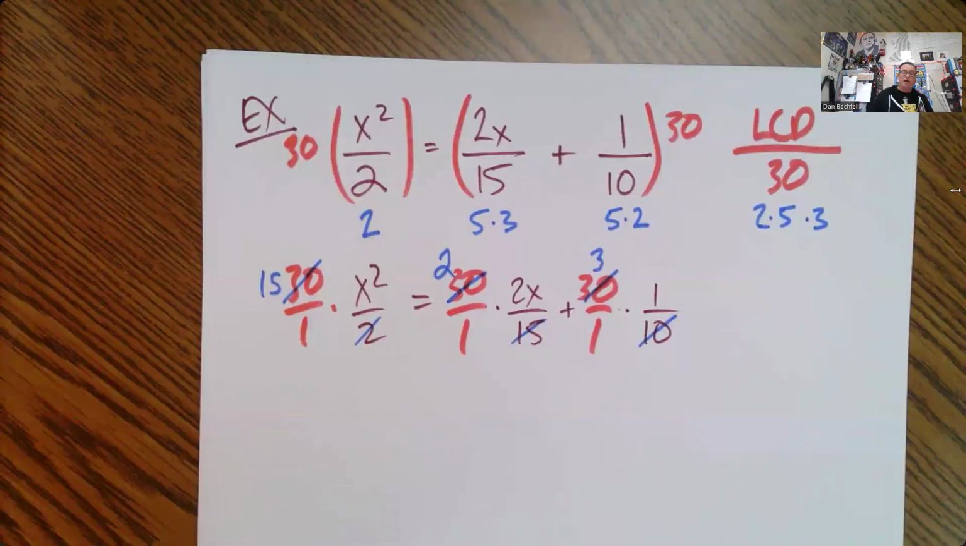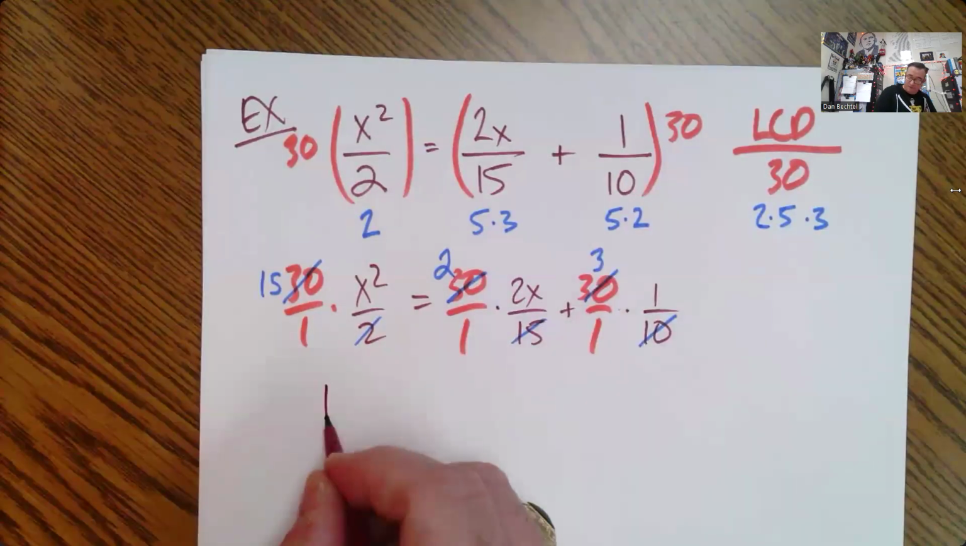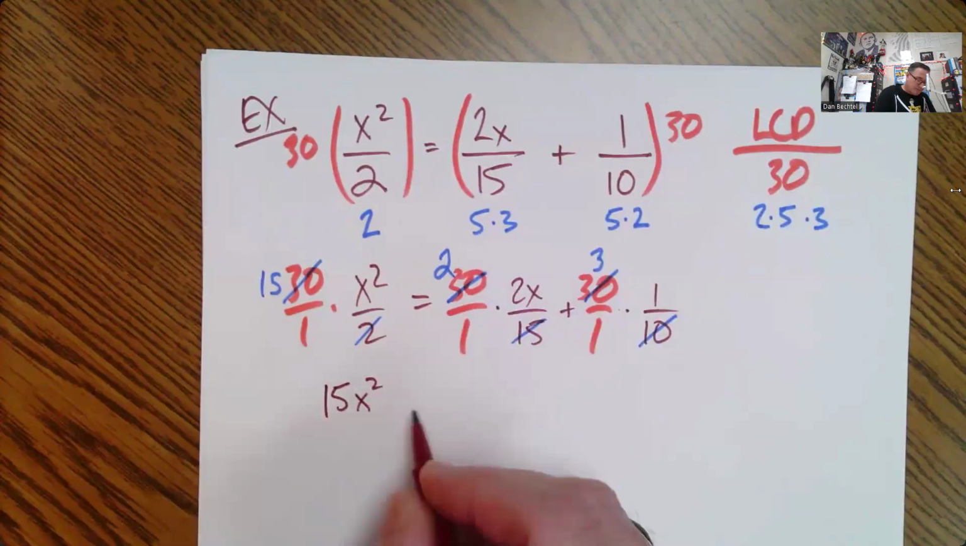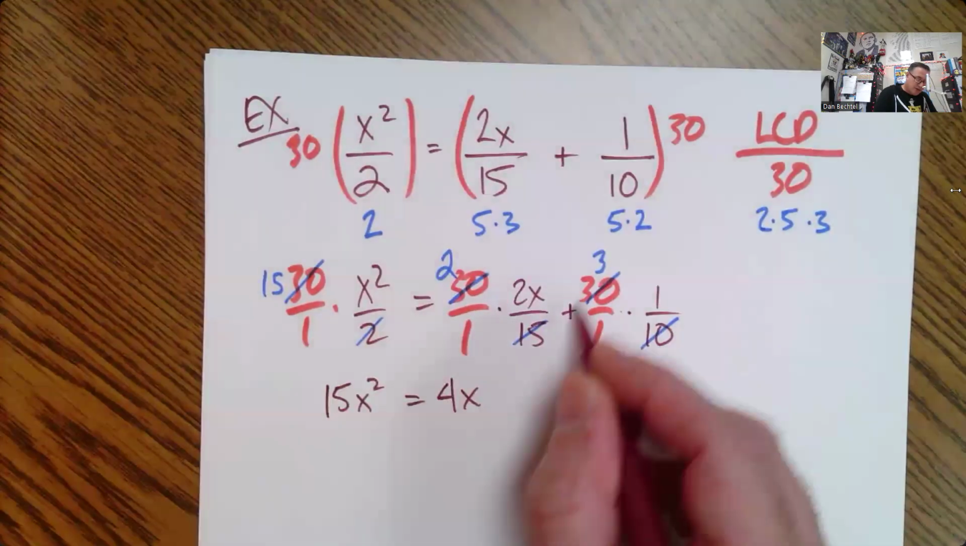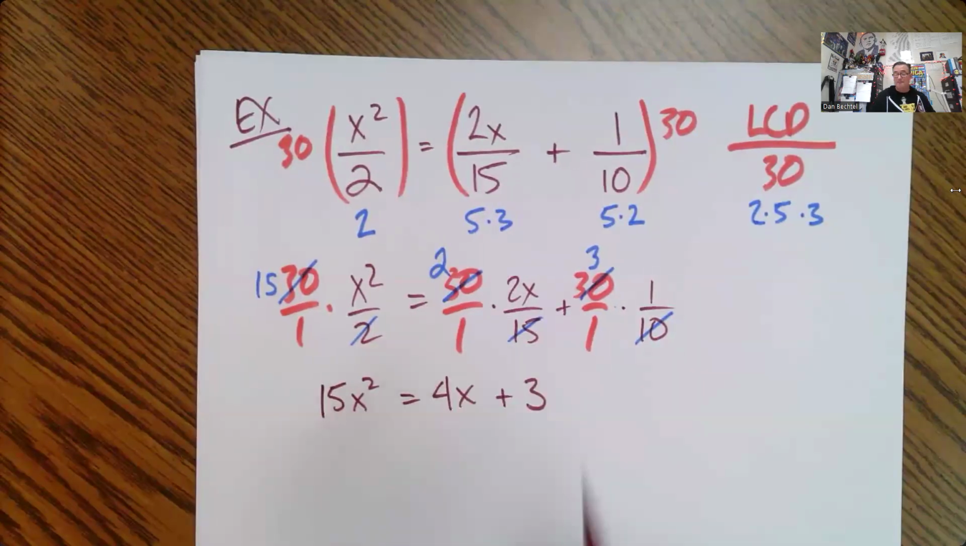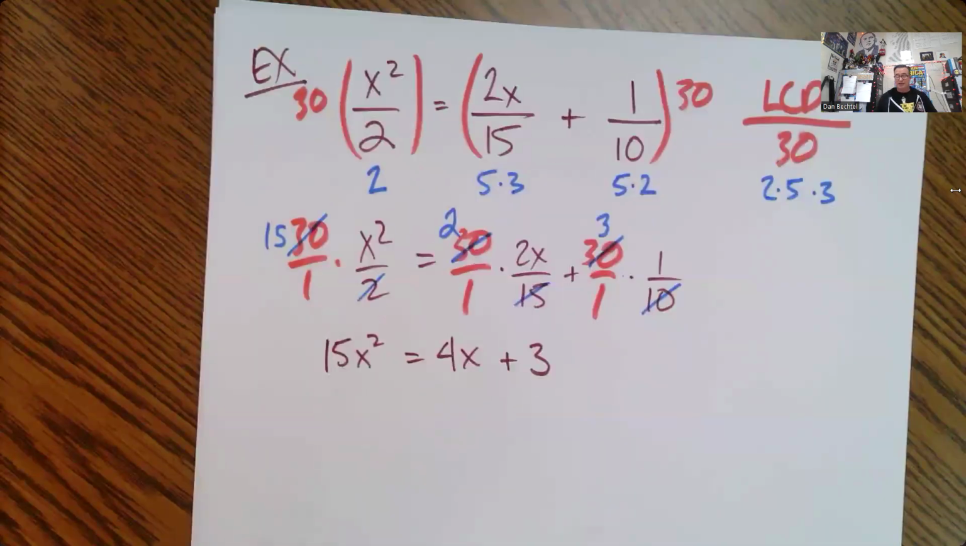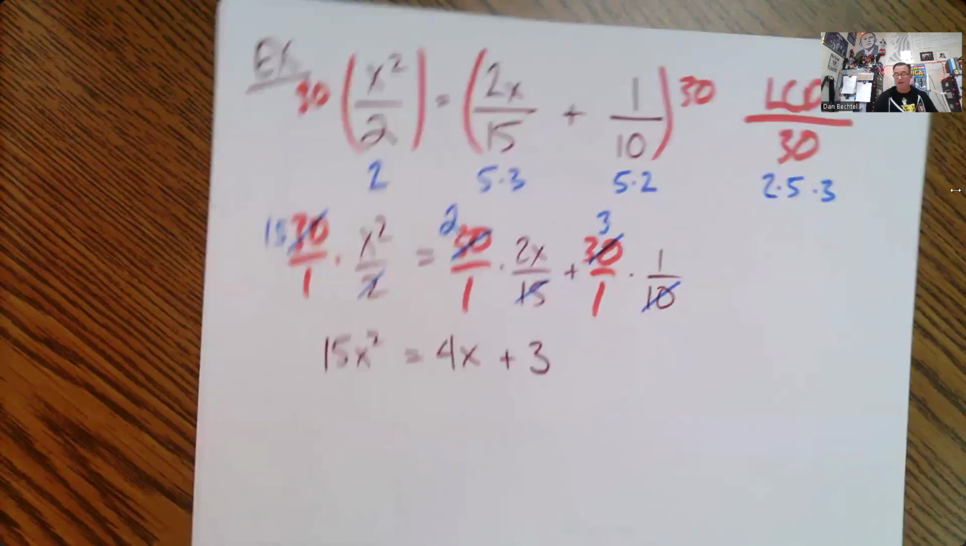So if I rewrite what I have, this will be 15x squared equals 2 times 2x is 4x, and 3 times 1 is 3. Now, here's the part about this that is going to get a little bit confusing.